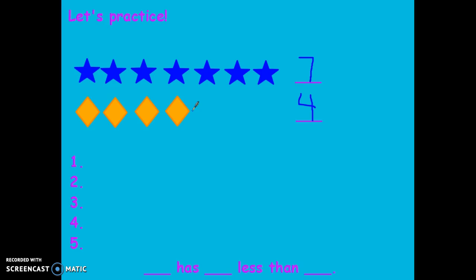Now let's go through the steps to figure out which group has less and how many less it has. Step number 1, we need to look at the groups and compare which one is less. Right, there are less diamonds. 4 is less than 7. Step number 2 is draw a box around what is equal. Now, you have 30 seconds to draw a box around what is equal.